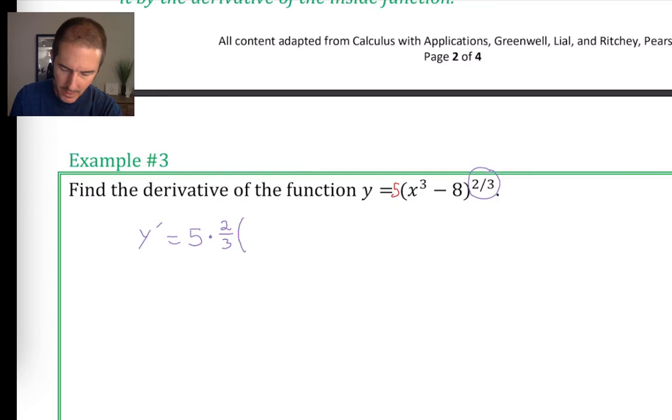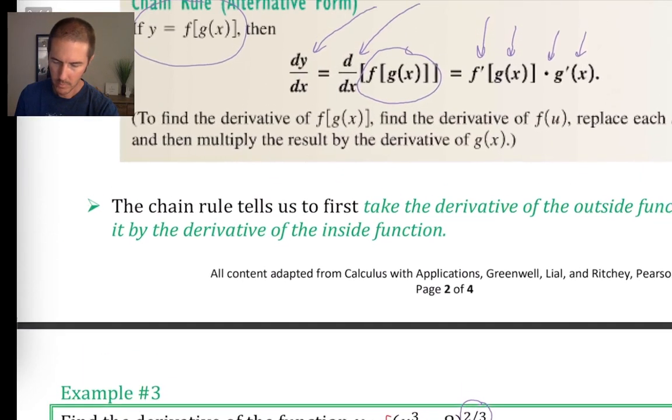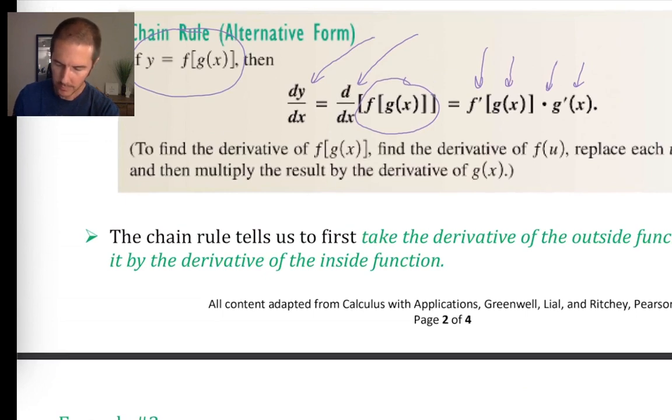And then here's the inner function. I'm not even going to look at it at the moment, but I'm going to do what I normally do with this exponent, and I'm going to subtract 1 from it. So I'm not going to do anything to this inner function. Let's just leave it as it is, x to the 3rd minus 8. Then we're going to perform this part of the process and multiply by the derivative of the inner function.